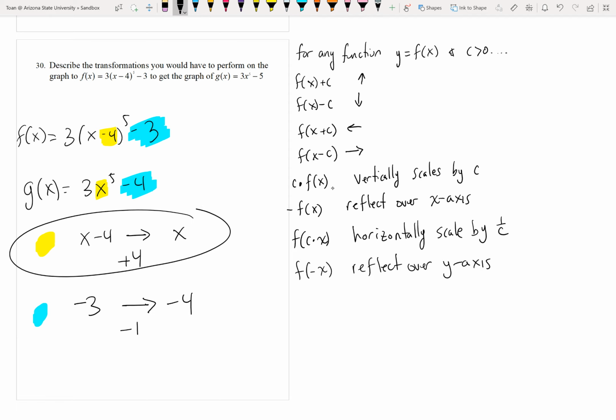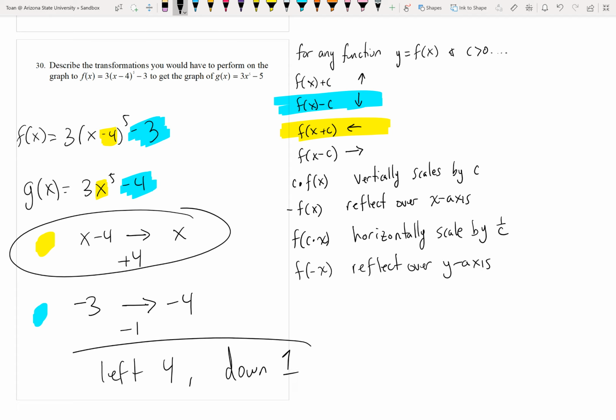So for the yellow, plus 4 directly to the x, looking at the chart, plussing directly to the x is moving left. The blue, doing a minus 1 to the whole function, is going down. So there's your answer. Plus 4 directly to the x is left 4. Doing minus 1 to the whole function is down 1. Right. So left 4 came from the yellow changes, down 1 came from the blue changes.